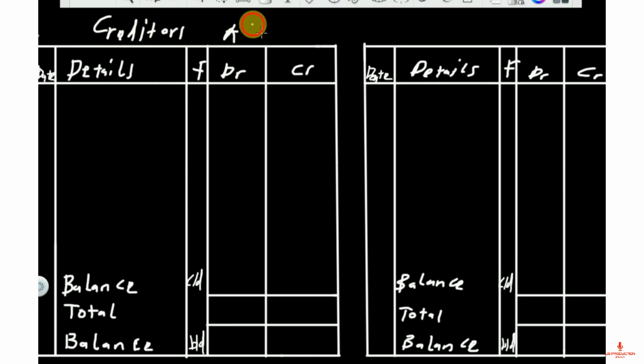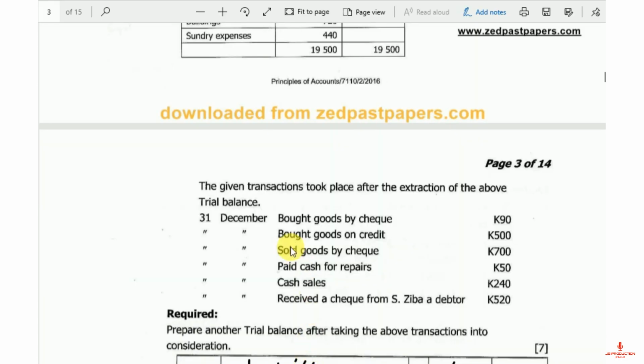So we're going to have the creditors account there. So I've said two types of accounts that are going to be affected. We're going to have the purchases and the creditors account.